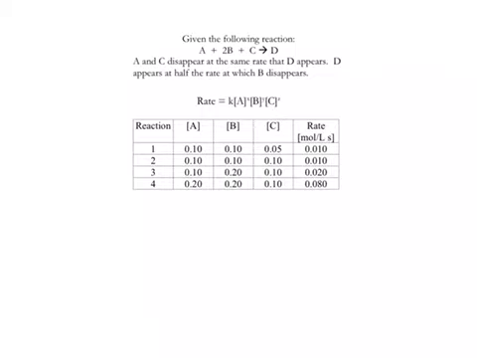What you'll see is there's two different ways you can figure out what these exponents are. What we've done here is taken a set of reactions. For example, here we're going to run reaction number 1. In reaction number 1, we're going to set these concentrations, 0.1 molar, 0.1 molar, 0.05. And when we run this reaction, we figure out that the rate of appearance of D is 0.010 molarity per second, or moles per liter seconds.